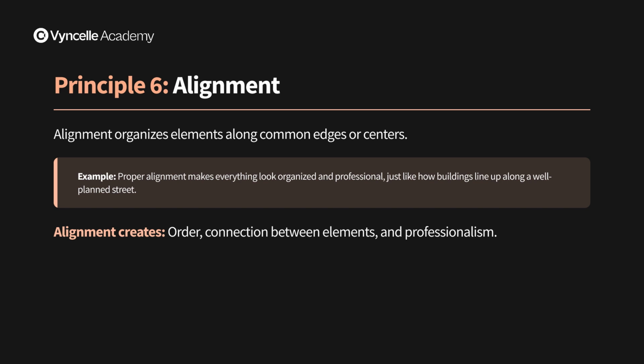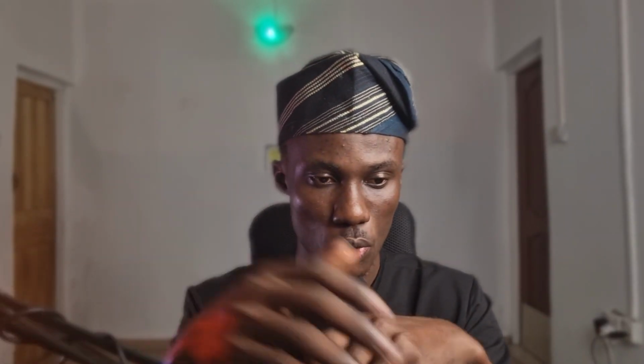So the things that I'm saying right now, you already do them, but you don't know the name attached to that, or you have not expressed them in that particular manner. So alignment is very, very key. It organizes elements in your designs to a particular edge or center. Now, when I say edge, it can be the left edge or the right edge, or then the center. And I'll show you an example in a minute.